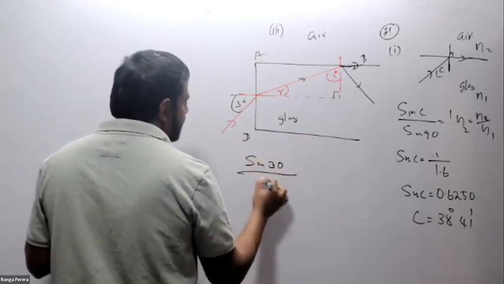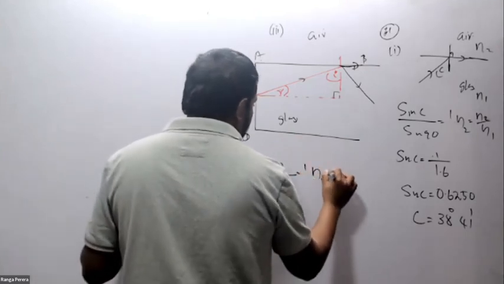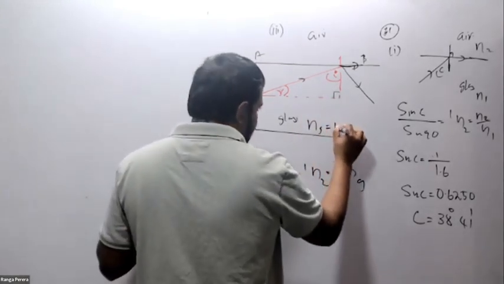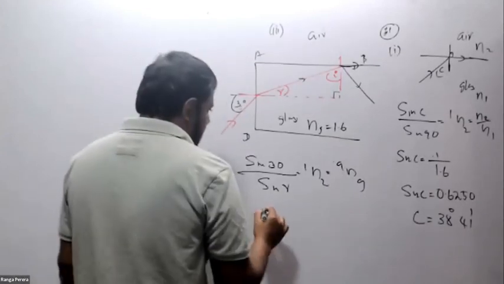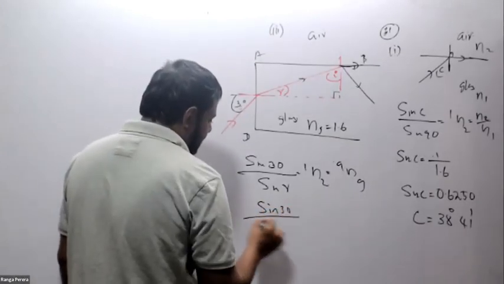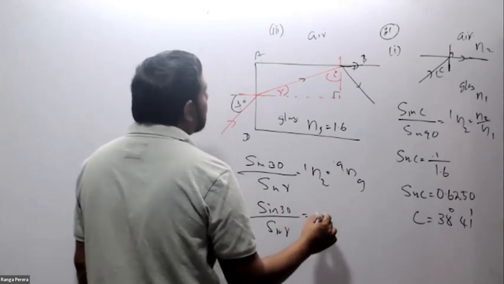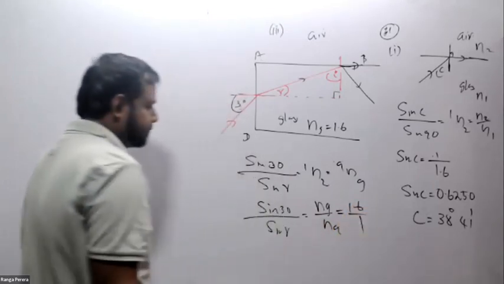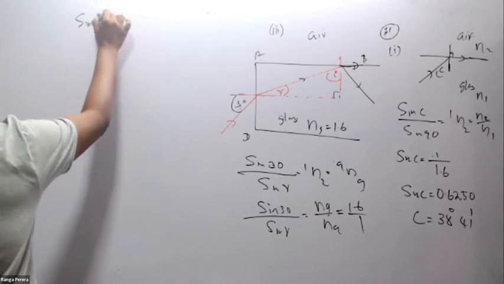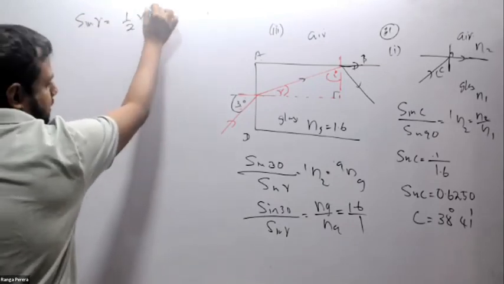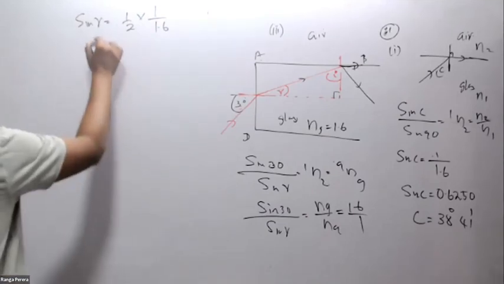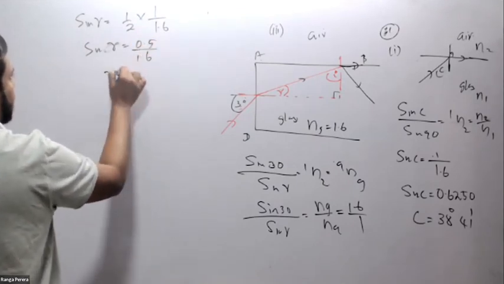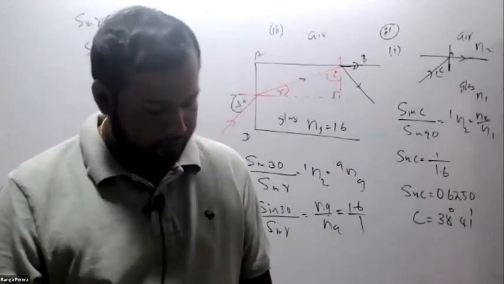Sine 30 over sine R equals 1 and 2, which is air and glass. Refractive index of glass is given as 1.6. Sine 30 over sine R equals Ng over Na, Ng is 1.6, this is 1. Sine R equals sine 30, half, over 1.6. Sine R equals 0.5 over 1.6. What's the value of R? Has anyone calculated it?